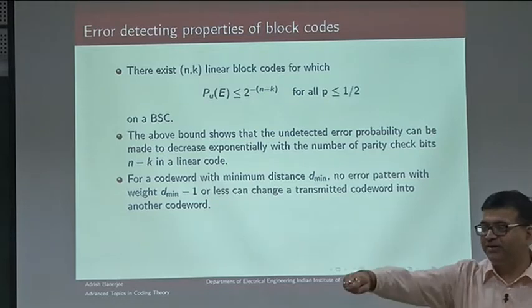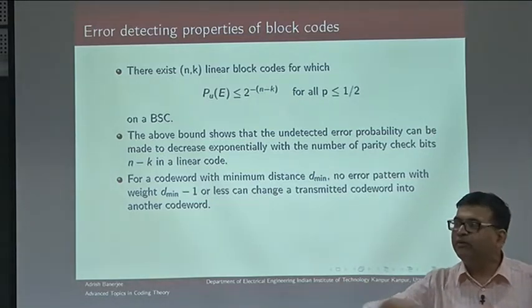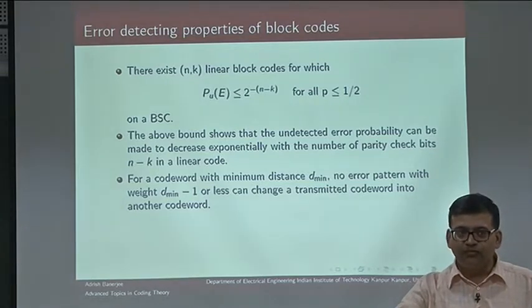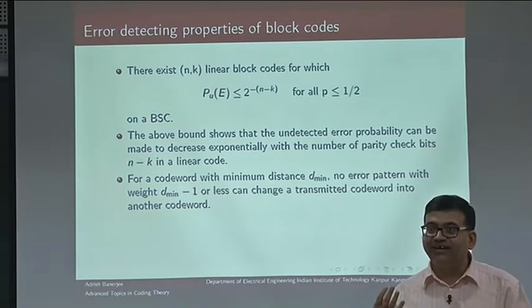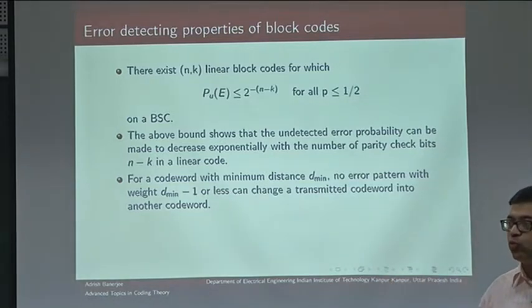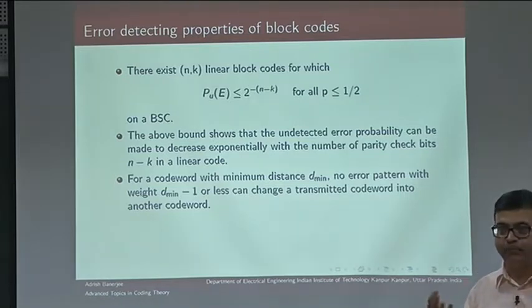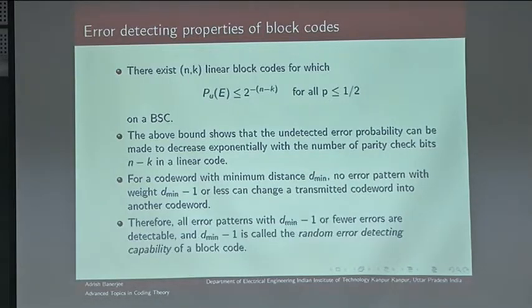Let us say our separation between code words is d min. So you throw in any error which is less than d min, it is not going to become any valid code word. So all error patterns of weight less than or equal to d min minus 1 are detectable error patterns. So I can detect all error patterns up to weight d min minus 1. All error patterns with d min minus 1 or fewer errors are detectable, and this is known as the random error detecting capability of the code. Now in general, you may be able to detect even more, but that is some specific example.